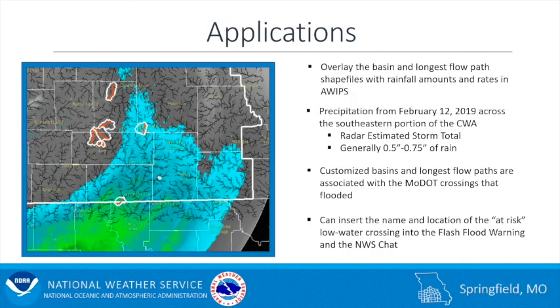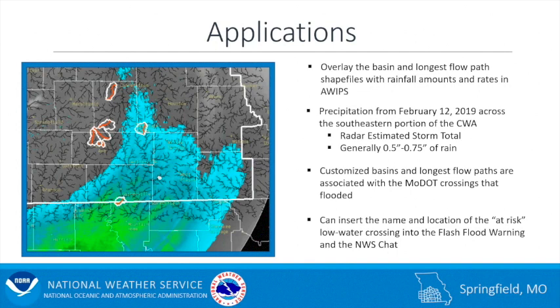So some applications of this project is we can overlay the basin and longest flow path shape files with rainfall amounts and rates inside of AWIPS. This is actually an example of precipitation from a February 12, 2019 event across the southeastern portion of the Springfield, Missouri CWA. What is shown is those basin shape files, those longest flow path shape files, overlaid on top of the radar estimated storm total.